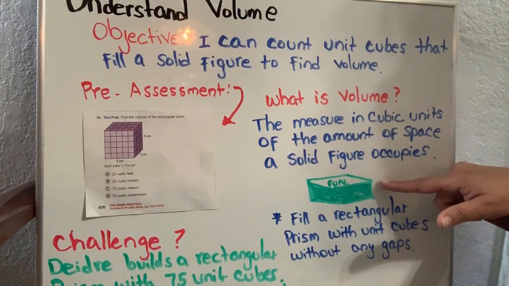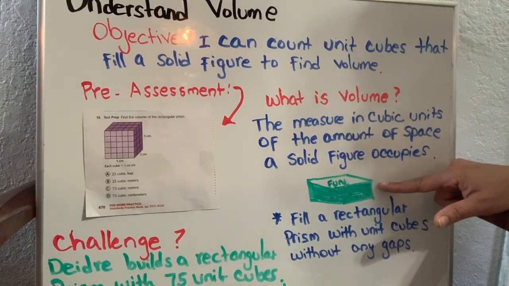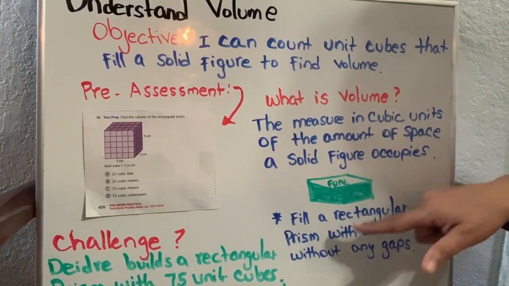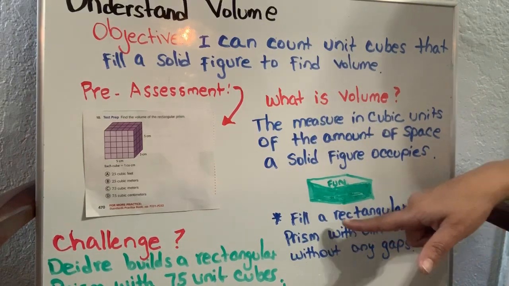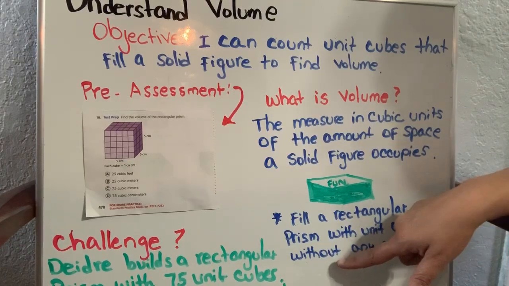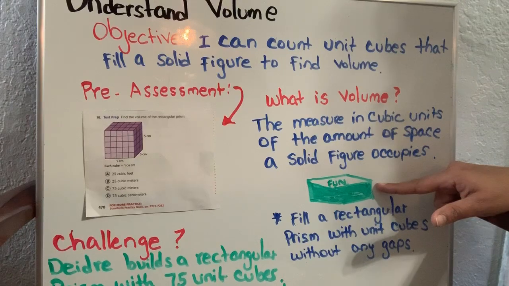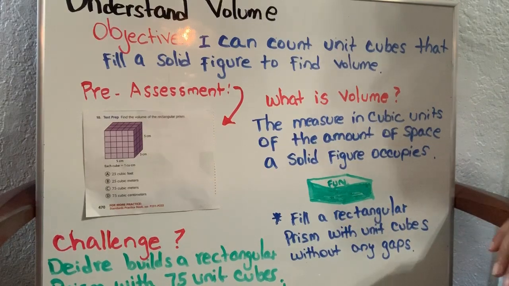Now, this box here in green that I drew for you, and I put the word fun in it. Imagine you get a box from Amazon with some fun stuff that you ordered. Whatever you like to do came on that box. And you had to fill the rectangular prism, and I want to use rectangular prism because most boxes from Amazon do come in a rectangular shape. So if you were to fill it out with unit cubes without any gaps, that's what volume is. If you take that box and you take a bunch of unit cubes and you fill it up without any gaps, that's what it is.